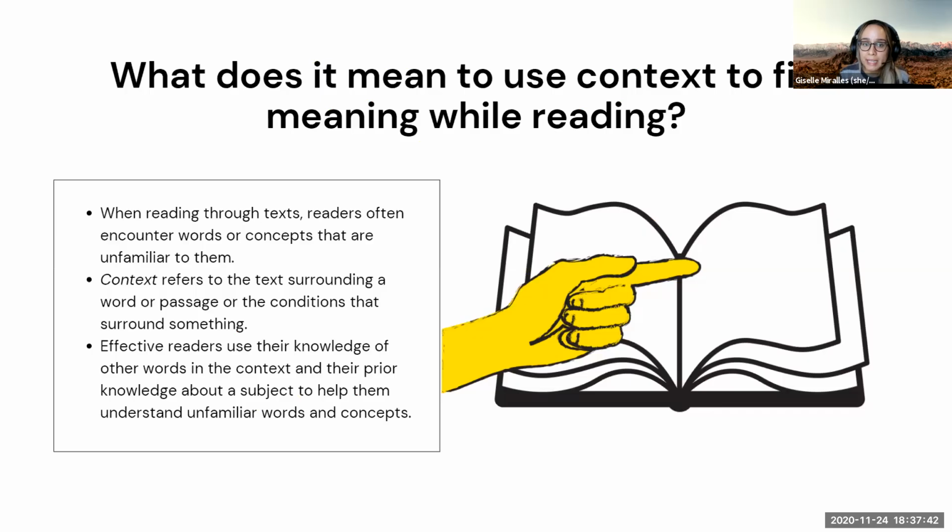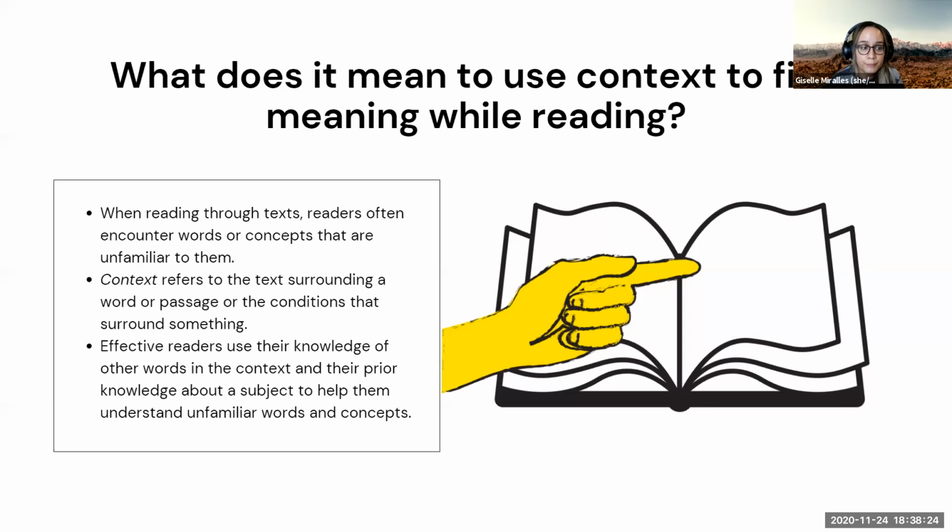So, as we begin this workshop, I'm going to ask the question: what does it mean to use context to find meaning while reading? That's quite a mouthful, so I want to help you understand what that actually means and what we're actually going to be doing in this workshop. Now, there are many reading strategies that will help you better understand a text, and using context is just one of those many strategies. We also have other workshops available about reading strategies. One is about previewing a text, so that's another strategy you can use. But like I said, this workshop is going to focus on how you can use context to help you better understand a reading.